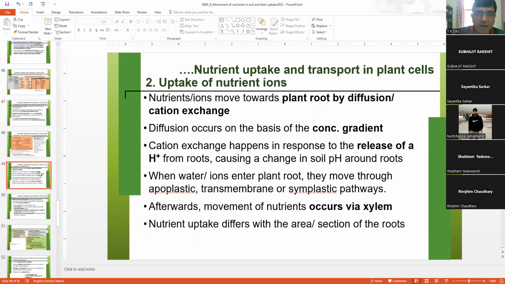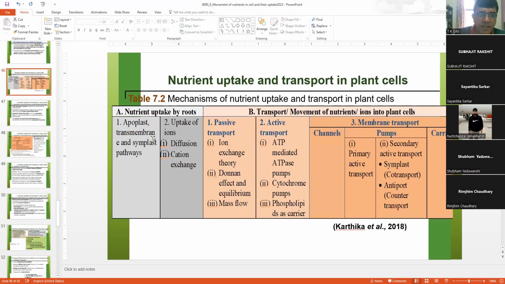Now uptake of nutrient ions, you can see here. First one was apoplast, transmembrane, and symplast pathway. Now second you see nutrient uptake of ions by diffusion and cation exchange.